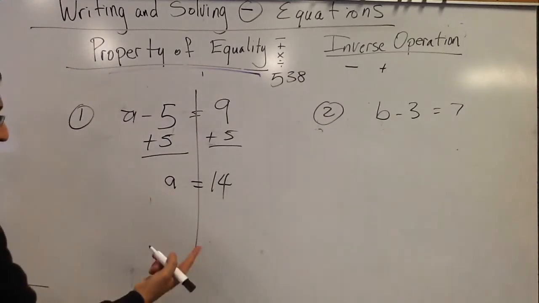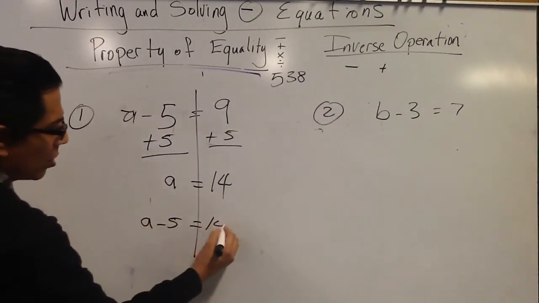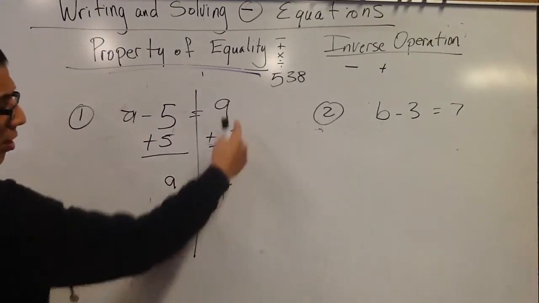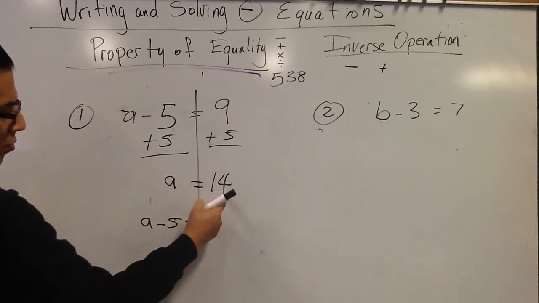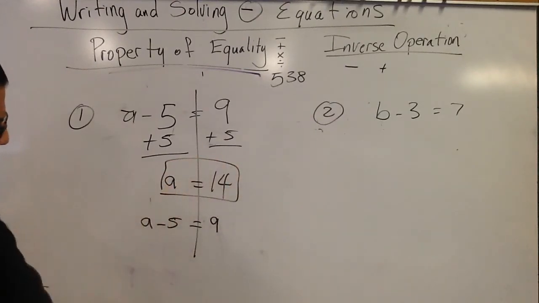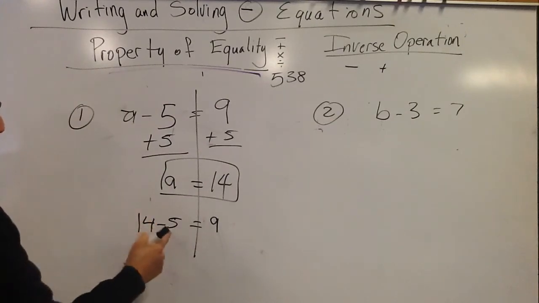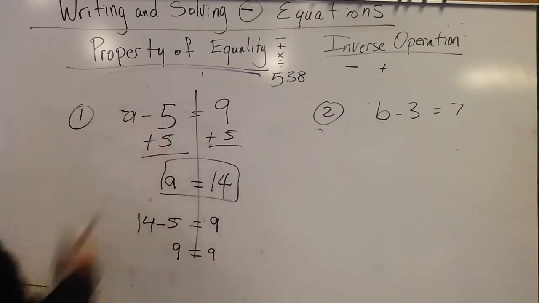So, check it. A minus 5 equals 14. Well, what is A? That's not my original equation. Here's my original equation. A minus 5 is 9. Well, what's A equal? 14. So I will put that in. What's 14 minus 5? 9 equals 9. So it's true, I got that right.